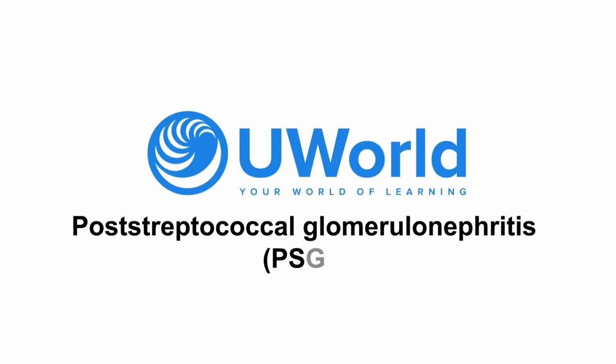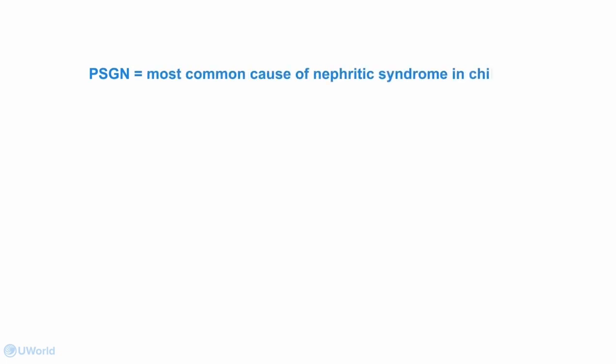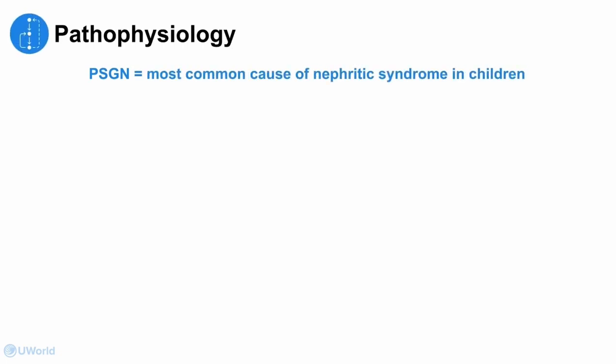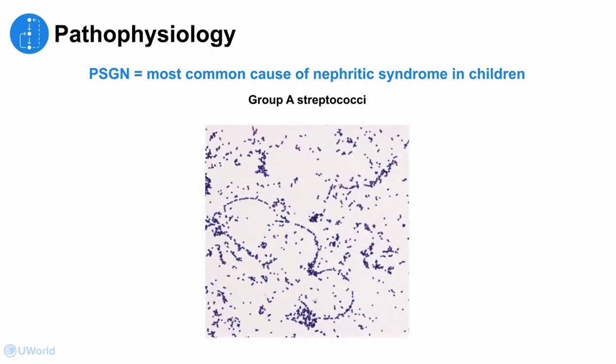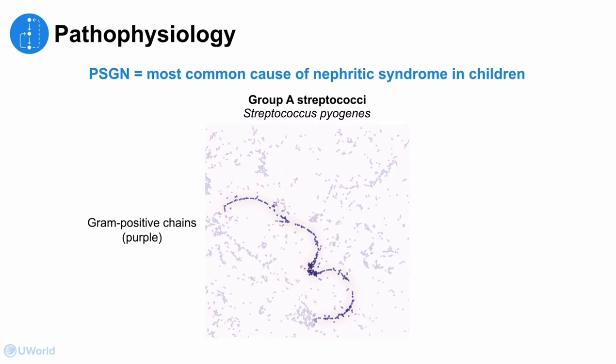glomerulonephritis, or PSGN. PSGN is the most common cause of nephritic syndrome in children. It is a potential complication following infection with Group A streptococci. Group A streptococci, also known as Streptococcus pyogenes, are gram-positive beta-hemolytic bacteria that grow in chains.